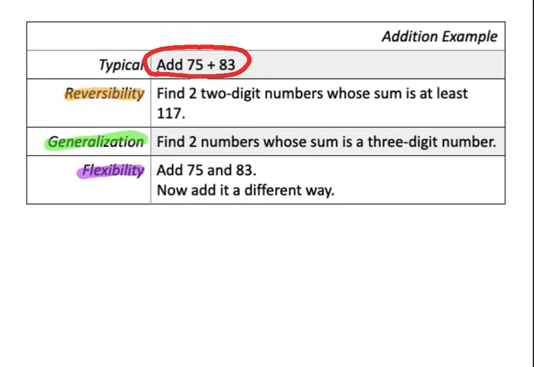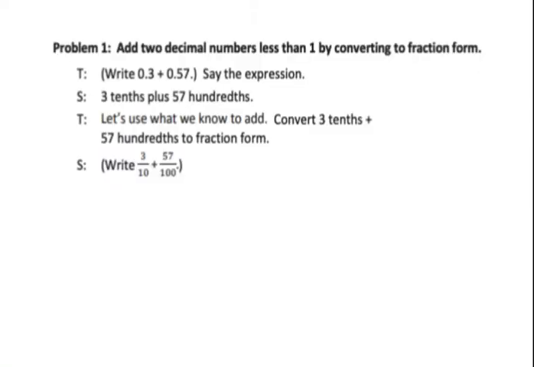Let's go ahead and take a look at today's task. In this task, we are looking at reversibility. Here was the original task from Engage. It said problem 1, add 2 decimal numbers less than 1 by converting to fraction form. So we had 3/10 plus 57 hundredths. And students had to just add those 2 given numbers.